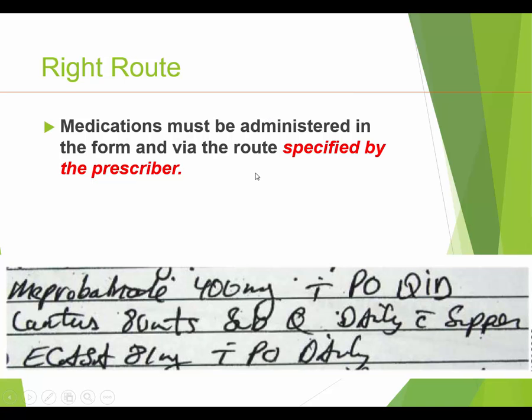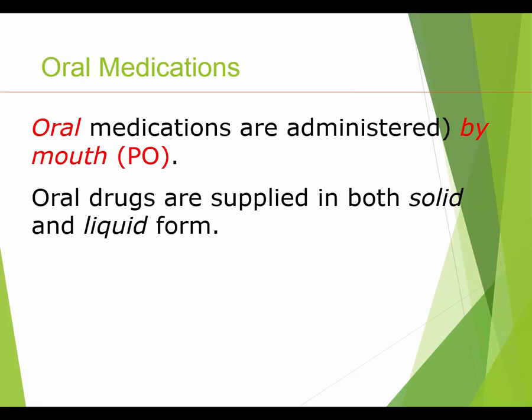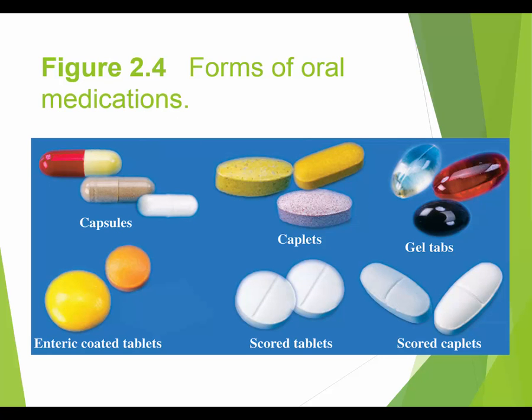Medications must be administered by the route that the physician ordered. This one's PO, this one's sub-Q, this one's PO, this is PO. Don't just decide, well, the patient's sleeping and I don't want to give them a pill, so I'm just going to grind it up and give it IV or something, which obviously would kill them. You need to give the route the way it's ordered. Oral medications are by mouth or PO, that's called per os. It can be solid or liquid. These are solid forms: capsules, caplets, gel tabs, scored tablets, scored caplets, enteric coated tablets. Once again, enteric coated means that the coating will dissolve off slowly, especially for things like aspirin that are difficult on your stomach.